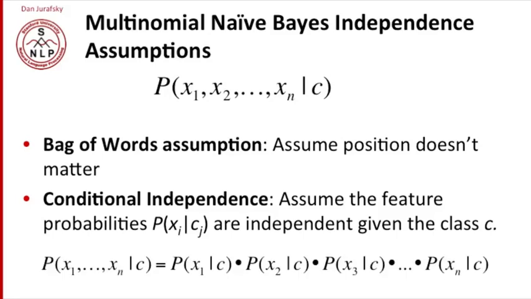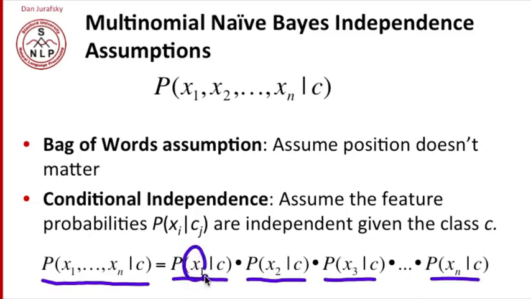So the result of these two simplifying assumptions is we're going to represent the joint probability of a whole set of features, x1 through xn, conditioned on a class, as the product of a whole bunch of independent probabilities. Probability of x1 given the class, probability of x2 given the class, probability of x3 given the class, and so on, up to probability of xn given the class. We're just going to multiply them all together. We're not going to care about which position x1 occurred in. All we care about is that it was this particular word or feature, and we're not going to care about the dependencies between x1 and x2.